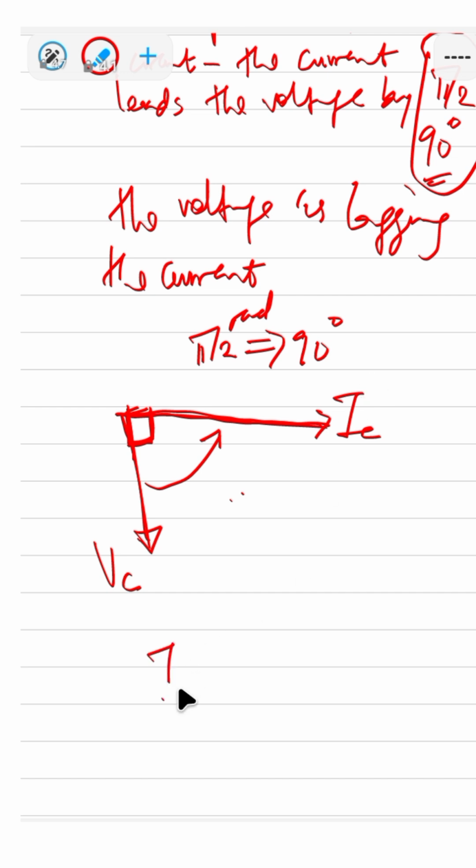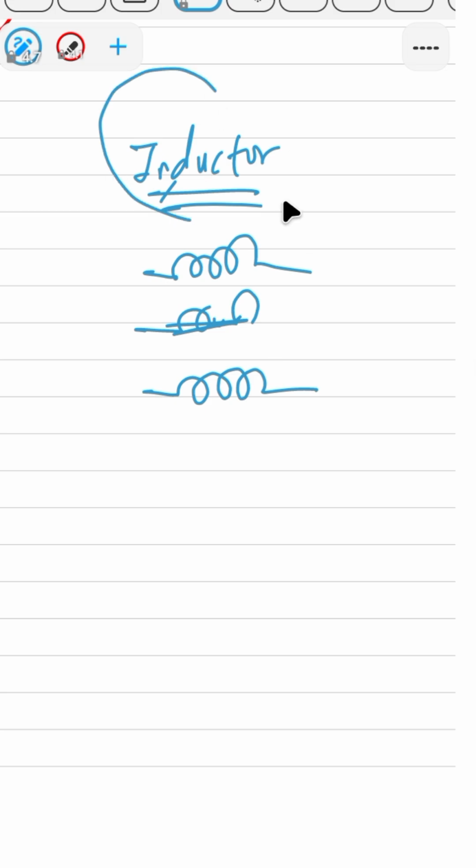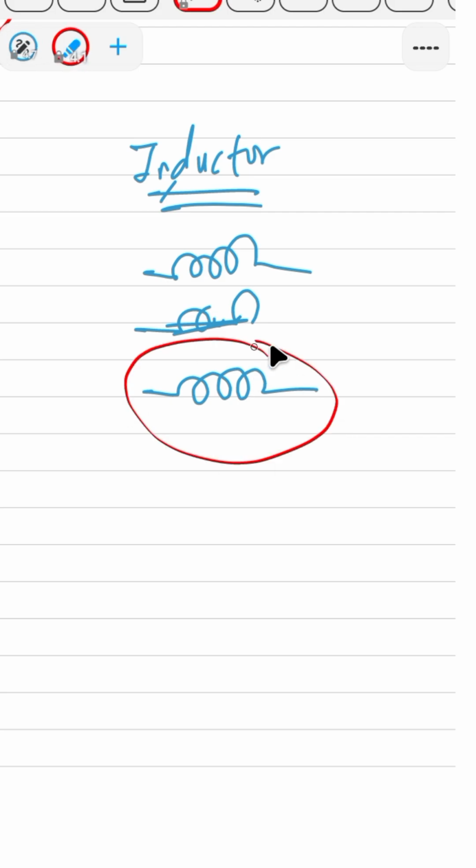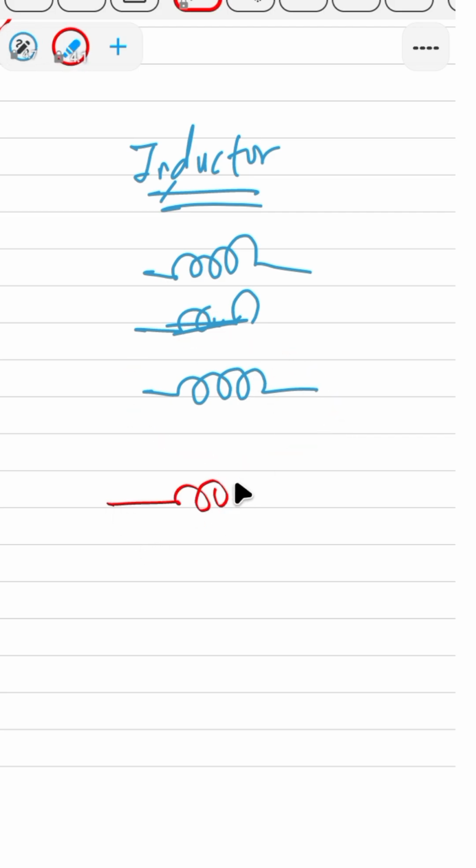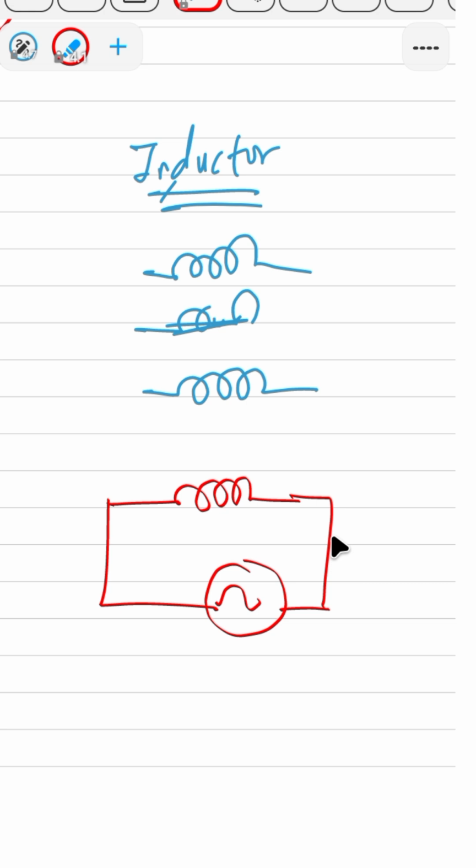Alright, the next one will be the inductor-only circuit. Let's see what it's going to look like. This one is an inductor. So inductor-only AC circuit, that's an AC circuit containing only an inductor. This is the symbol of an inductor. I'm just going to connect it to an AC source, then maybe to an ammeter to measure the current, then a voltmeter to measure the voltage across the inductor.